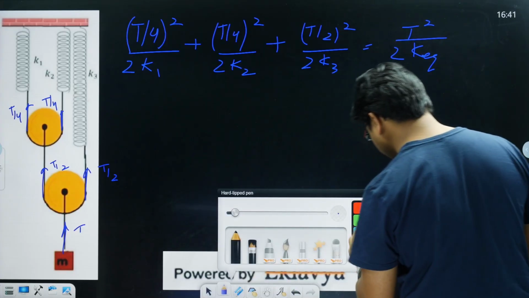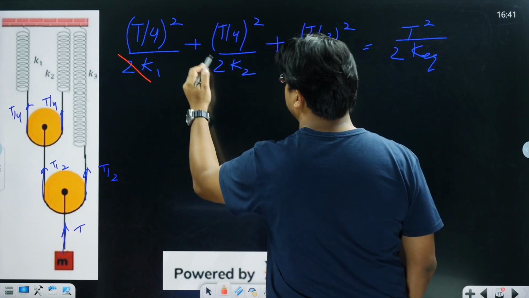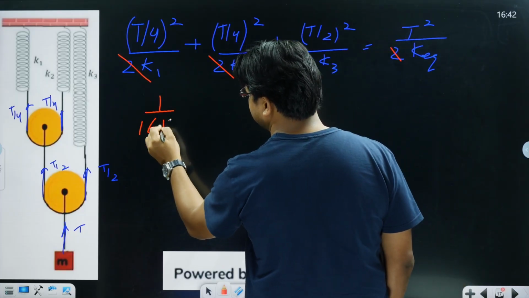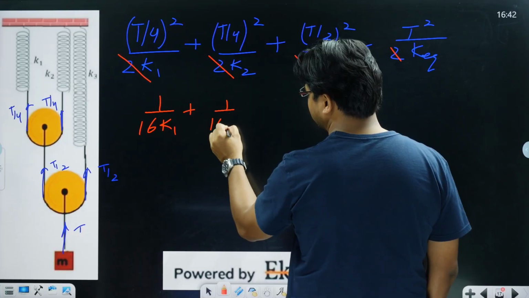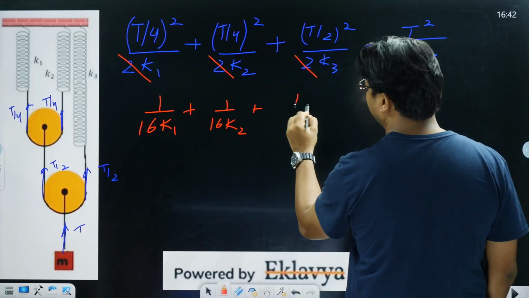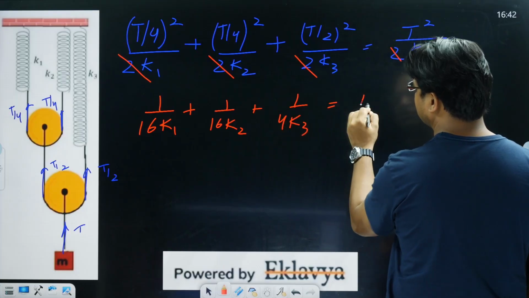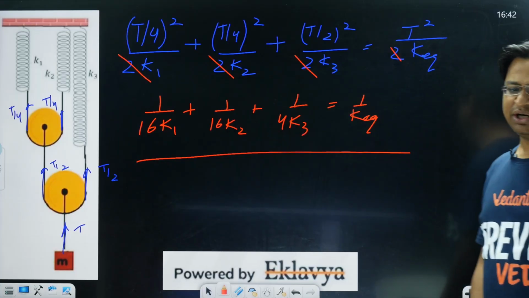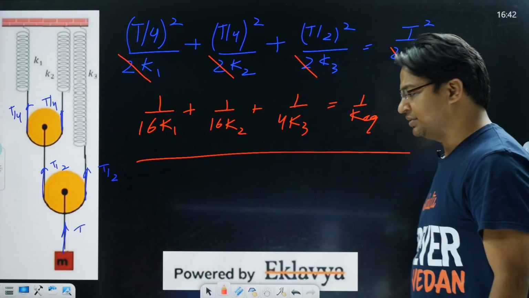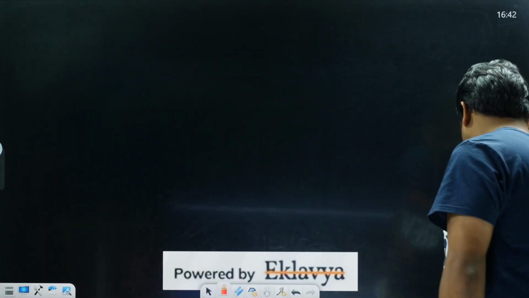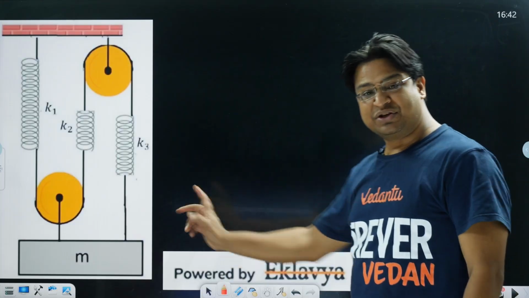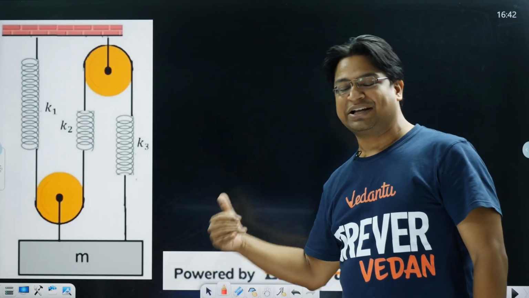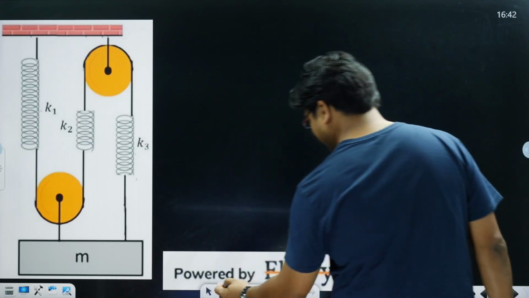Now what do we lose? We lose the 2's. The T's will be gone, so we will be left with 1 upon 16K1 plus 1 upon 16K2 plus 1 upon 4K3 is equal to 1 upon K equivalent. The rest you can simplify yourself. You can find out the value of K equivalent, and therefore you can write down the omega of this system. So you see, we have become pretty fast. This next one is very tricky; it probably involves something that you have not seen in any of the previous problems. Let's see what it is.